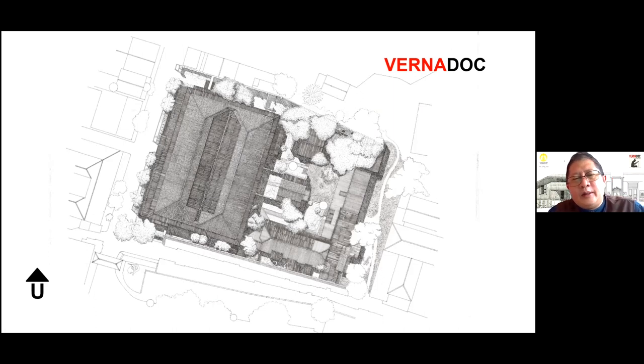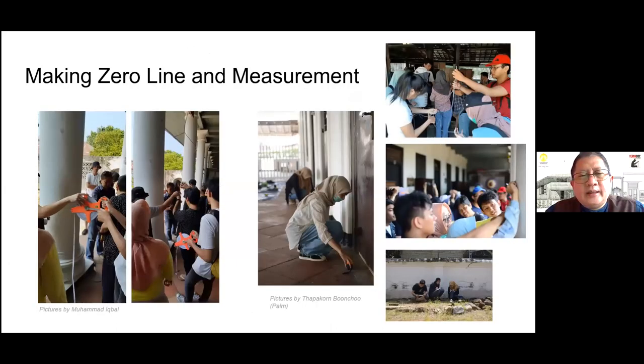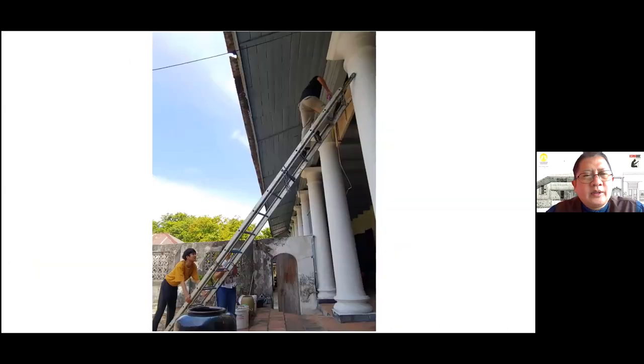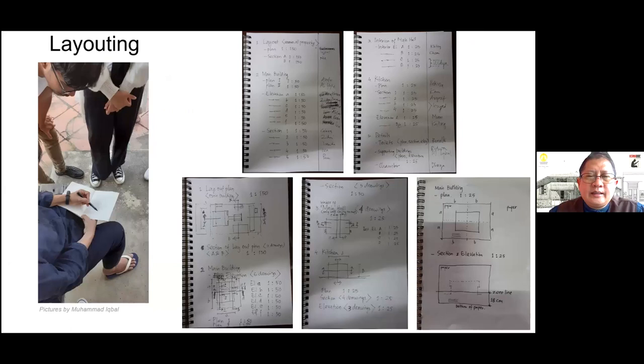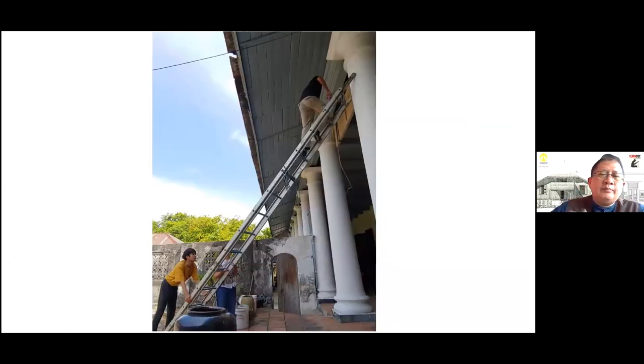But when we move further to the rear, we can see a different courtyard, but the same courtyard concept that we think of in Chinese architecture. And this is similar to the first process, making the zero line and measurements. This is because of the height of the buildings, and it's not easy.